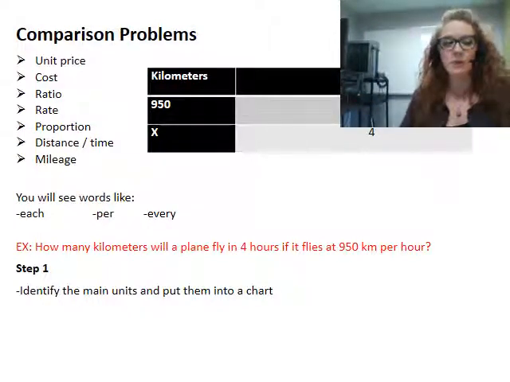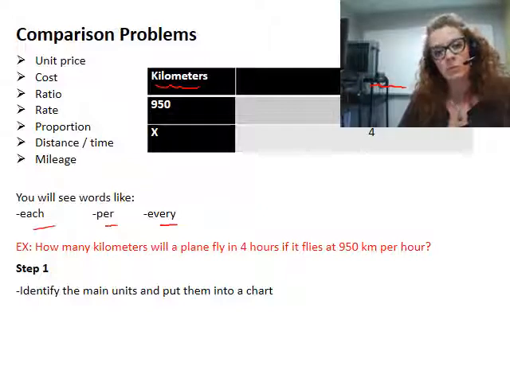Okay, comparison problems are another very common use for ratios, and so what I have down here is how many kilometers will a plane fly in 4 hours if it's going 950 kilometers an hour? So what I like to do is make a little chart that will keep track of my kilometers on this side and my hours on this side. And so you're going to see words like each and per and every. You need to know what those mean. You're almost always multiplying or dividing. We don't usually compare with adding and subtracting. Same with ratios. It's usually multiplying and dividing.